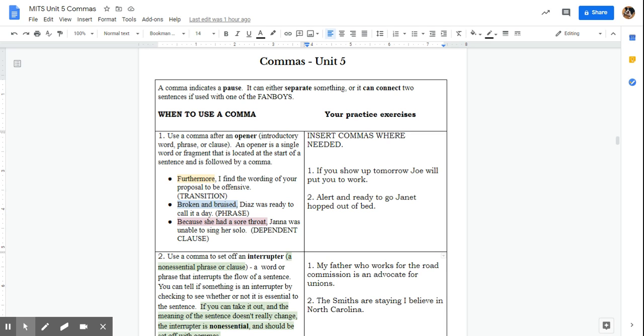Students, welcome to MITS Unit 5 on commas. A comma indicates a pause. It can either separate something or it can connect two sentences if used with one of the FANBOYS.